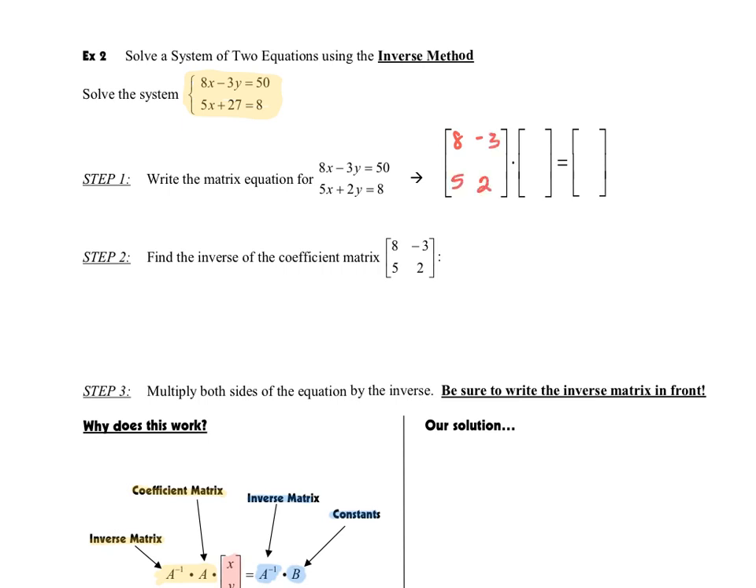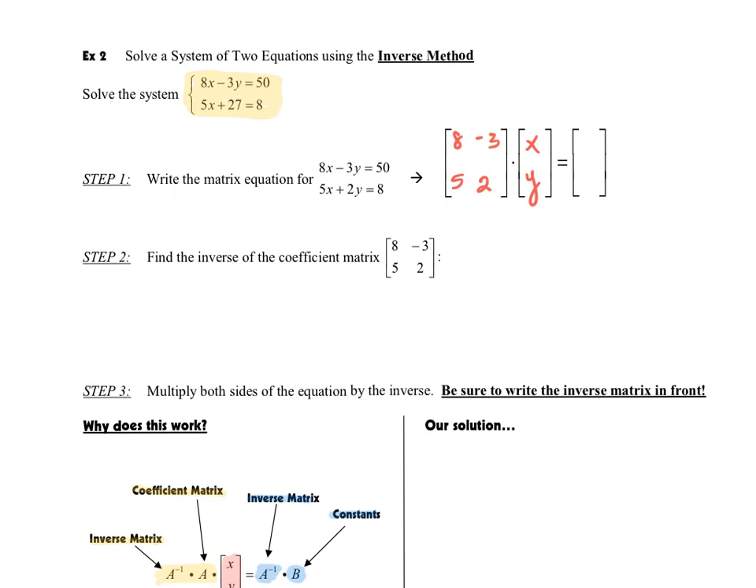I said I was going to separate out those variables. And if this seems kind of weird, what you can do is go through and multiply this. If you multiply this out, you'll actually get back to this entire expression here. You'll end up with an 8x and a -3y and a 5x and a 2y.